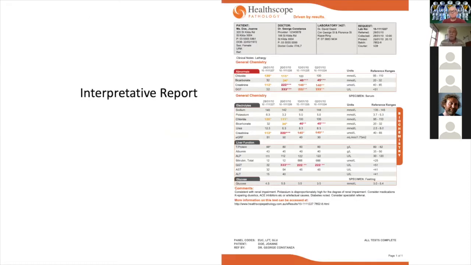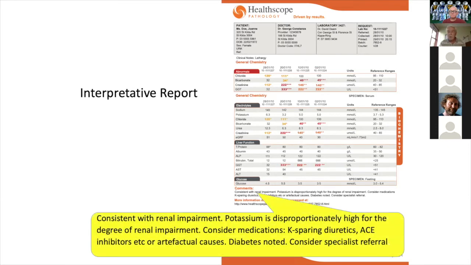Now, what are these reports? If we have a look at this, this is the standard pathology report with results for biochemical parameters. The key thing down here is the comment given by the pathologist or by an RDR system. And it says it's consistent with renal impairment, but it says potassium is disproportionately high for that renal impairment. It notes there's no evidence of medication, so the pathologist suggests the medications. And the pathologist said this is a bit of a tricky case, maybe it should be referred to a specialist.